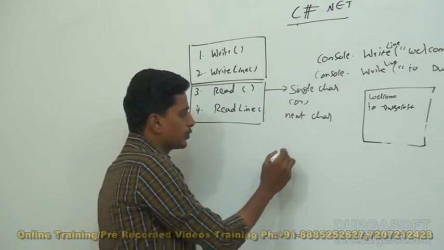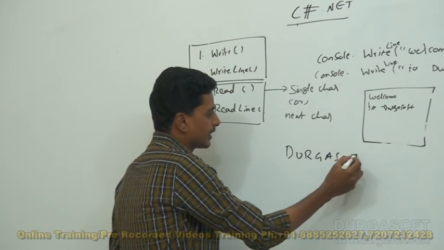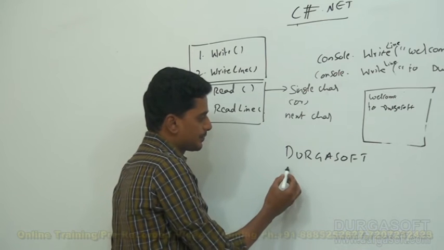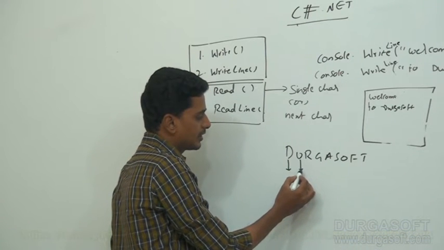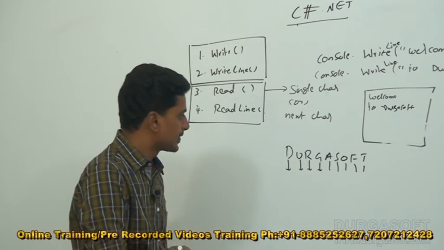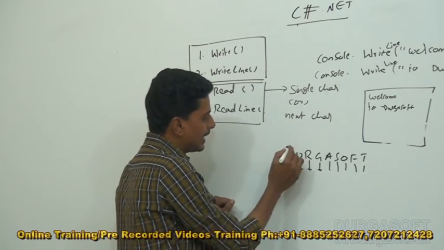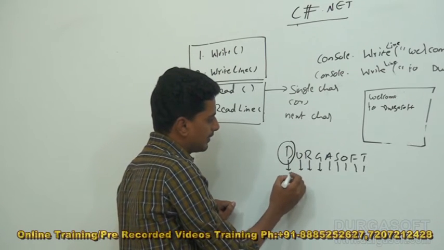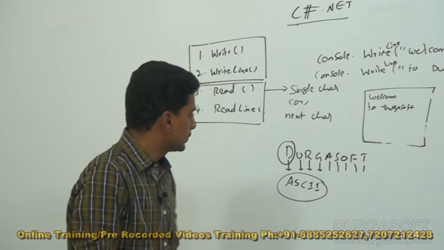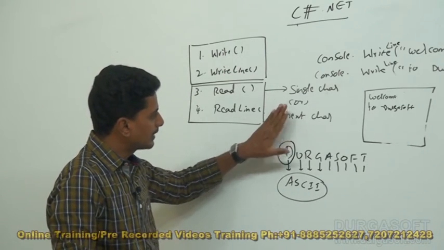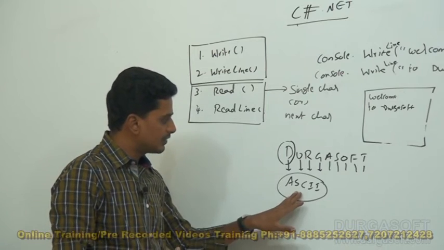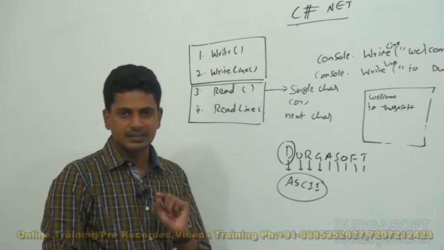That means whenever I am giving values at runtime, for example DURGASOFT, when I am using the read method for reading this text, it will read D first, then U, then R, like this one by one character, the next character it will read. And the read method will not read the character directly, like D. Every alphabet has an ASCII value, and it will read the ASCII value of the character.